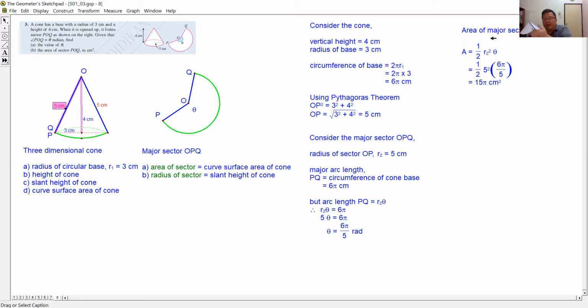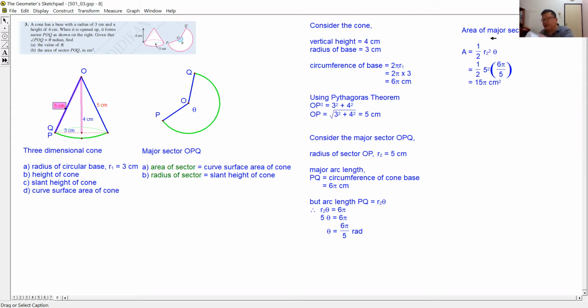Are you looking at my screen? Can you see my face at the corner there? Can. Okay. So this one is the curved surface area of the cone.